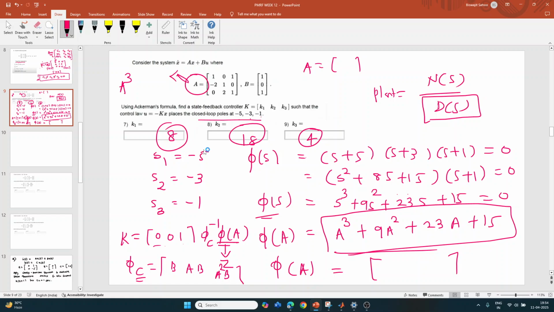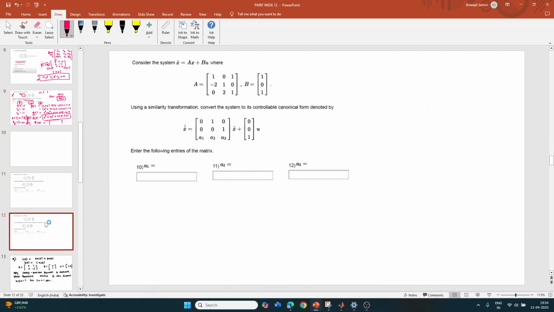This is one type of question that I don't think will come in the examinations because it will take a lot of time to do. Now coming back to the next question, which is related to the previous one.